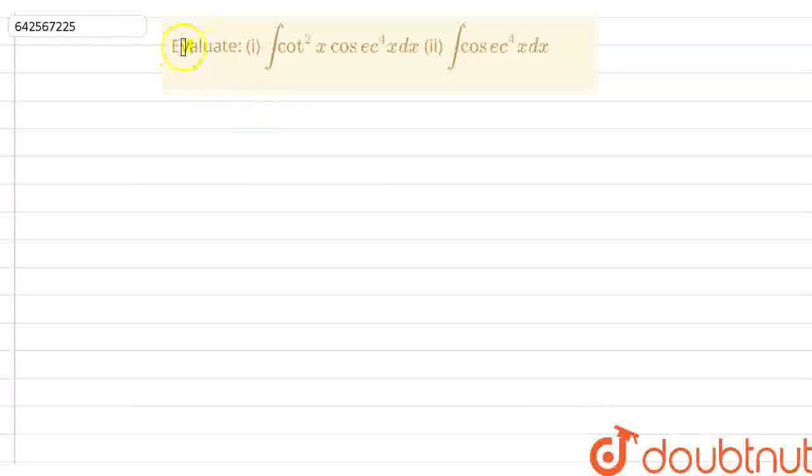Hello everyone. So here we have a question. We have to evaluate first the integration of cot square x cosec raised to the power 4x with respect to x, and second we have to find the integration of cosec raised to the power 4x with respect to x. Okay, I'm going to solve one by one.